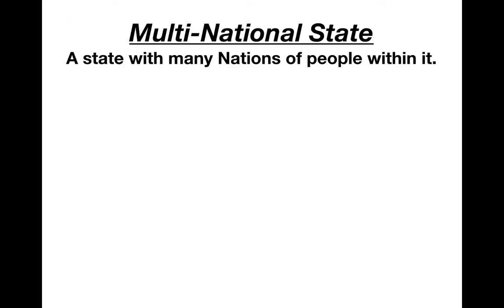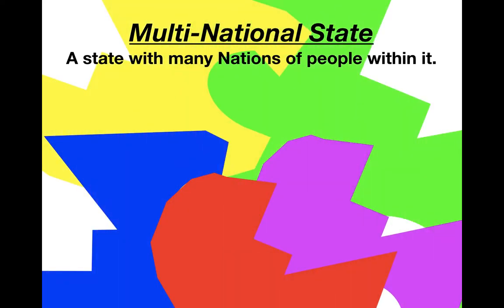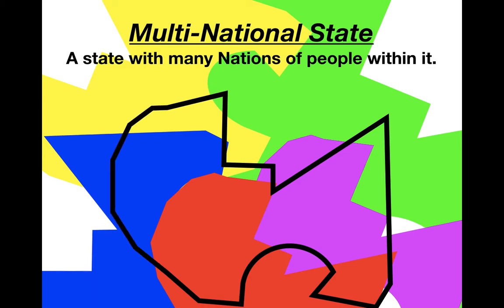Okay, now a multinational state means a state with many different nations of people living within it. So for this example, imagine each color is a different nation of people, and then we go ahead and draw these random borders or boundaries on the state. Now I can see that there are many, many different nationalities within my state.